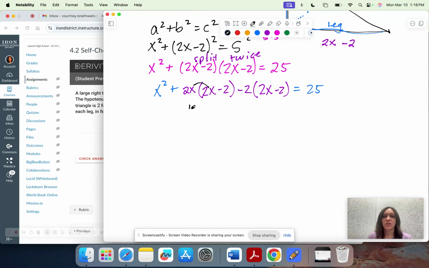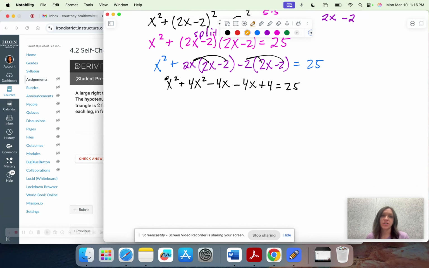So this becomes 4x squared minus 4x minus 4x. Negative 2 times negative 2 is positive 4. And now let's combine all of our like terms. So I have 1x squared plus 4x squared is 5x squared. Negative 4 minus 4 is negative 8. And then plus 4 equals 25.